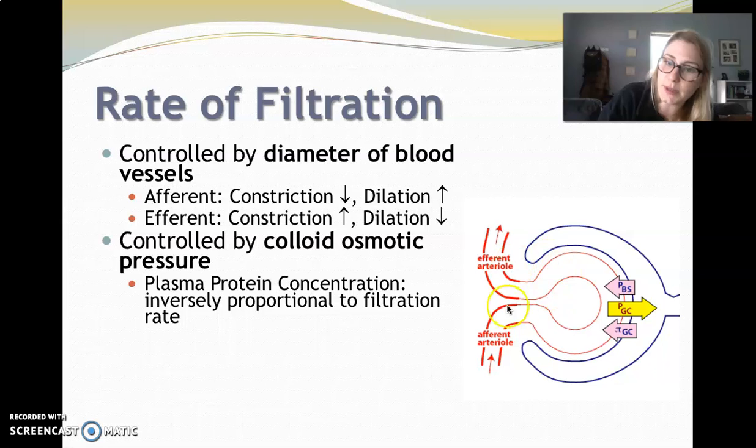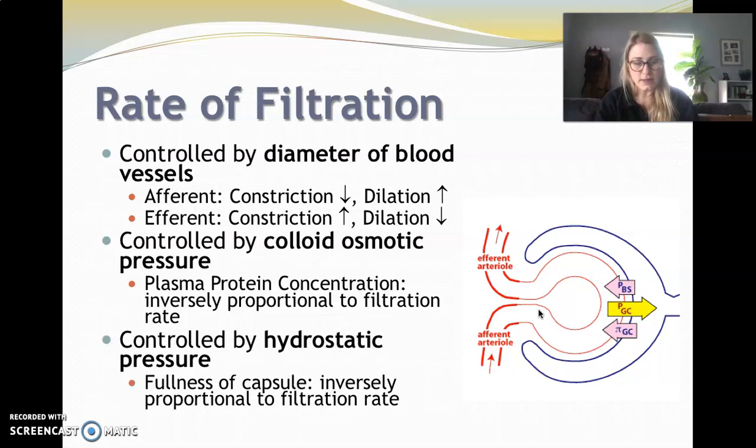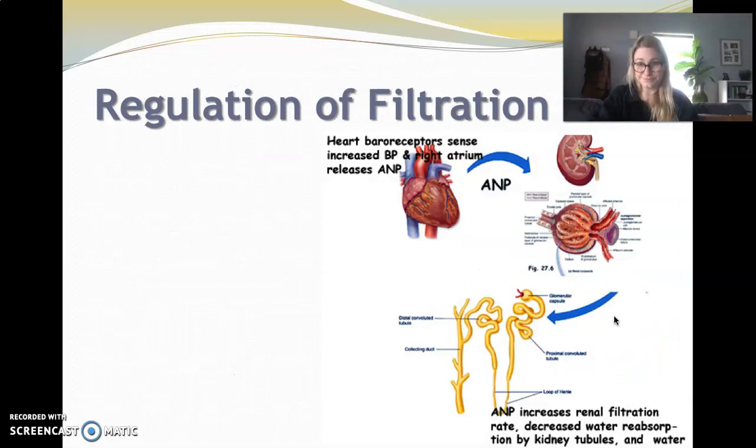So if we have a lot of plasma proteins that are staying within the capillaries, we're not going to get out as much. And finally, that hydrostatic pressure, that blood pressure. How hard is the heart beating? If blood pressure is really high, that's going to force a lot of this fluid out and into the glomerular capsule. Now, we sometimes see issues with really high blood pressure causing the glomerulus to break, and that is something that you can really start to talk about later on with renal failure.